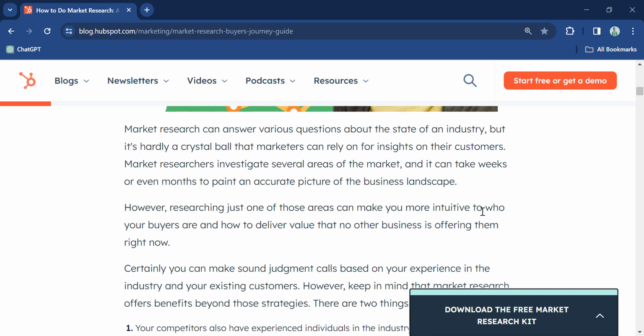Market research can answer various questions about the state of an industry, but it's hardly a crystal ball that marketers can rely on for predicting customer behavior. Market researchers investigate several areas of the market, and it can take weeks or even months to paint an accurate picture of the business landscape. However, researching just one of those areas can make you more intuitive to who your buyers are and how to deliver value that no other business is offering them right now.